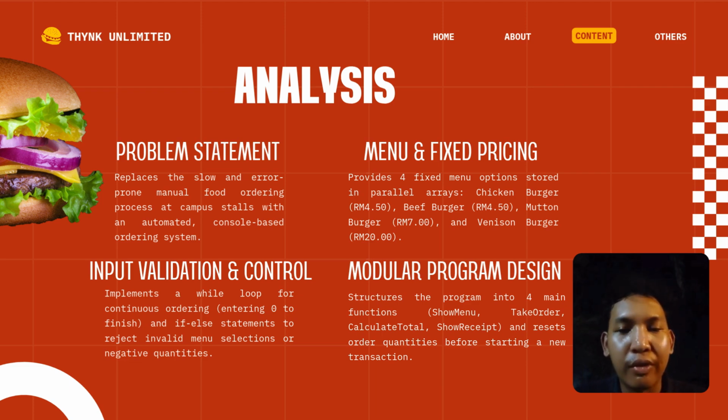Third, input validation and control. This implements a while loop for continuous ordering, entering 0 to finish, and an if statement to reject invalid menu selection or negative quantities. And lastly, the modular program design. The system has structured the program into 4 main functions. We have show menu, take order, calculate total, and show receipt, and reset order quantities before starting a new transaction.